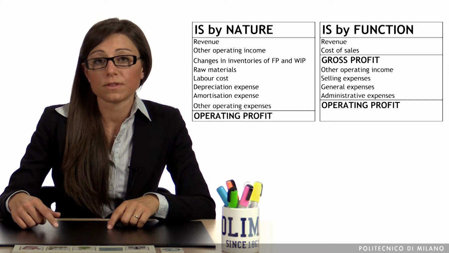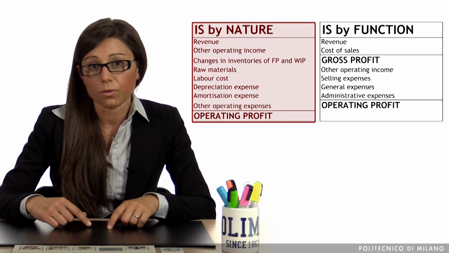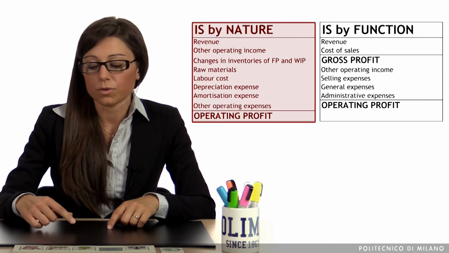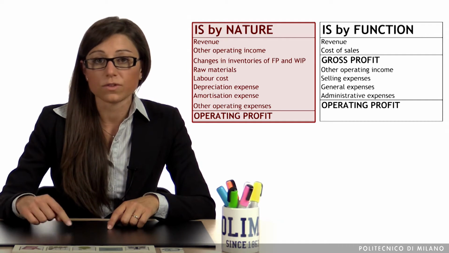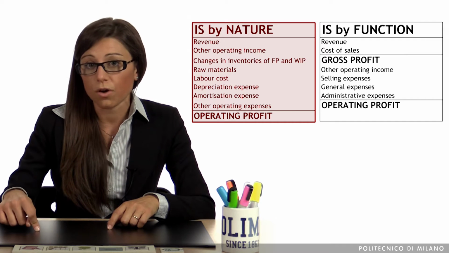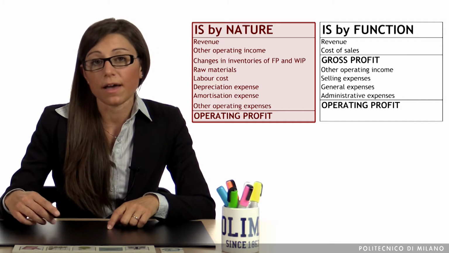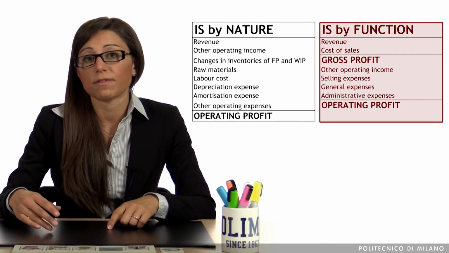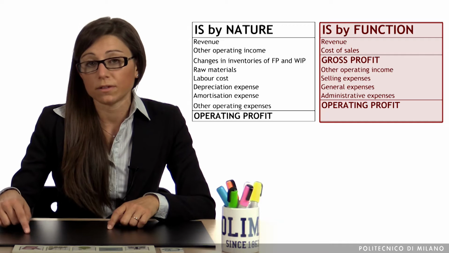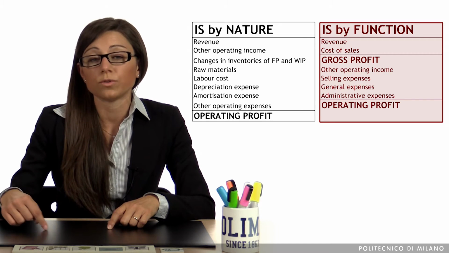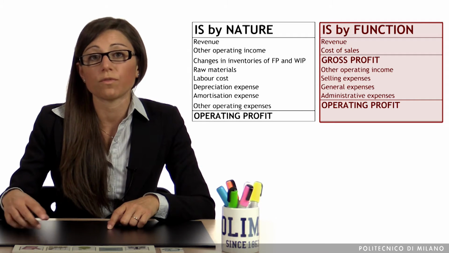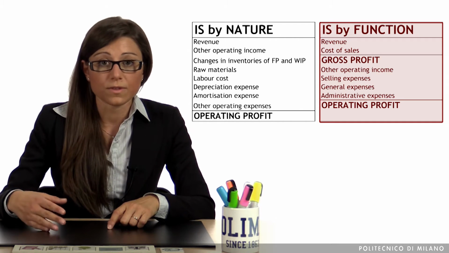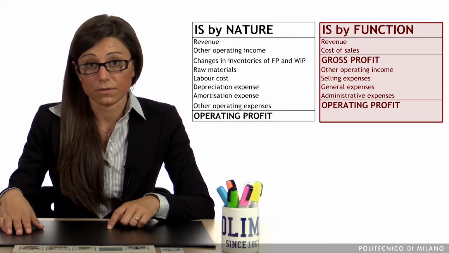If the income statement is reported by nature, all of the operating costs are classified according to their nature. So we will have, for example, raw material costs, labor costs, depreciation costs. So costs are classified depending on the typology. The other way around, if the income statement is defined by function, all of the operating costs are classified according to the organizational unit that is in charge of using these resources. So, for example, we will have cost of sales, selling, general and administrative expenses.